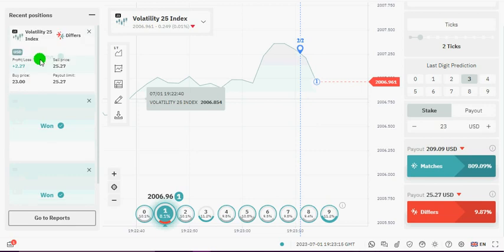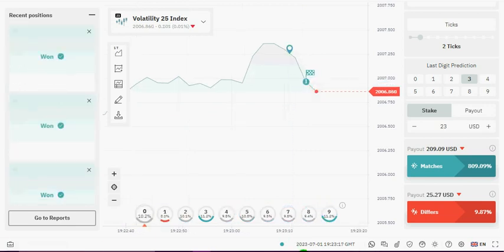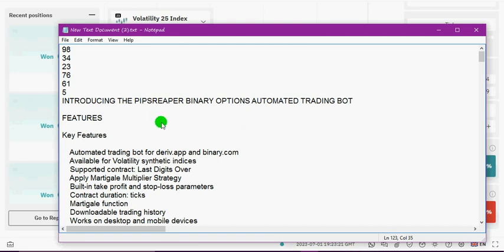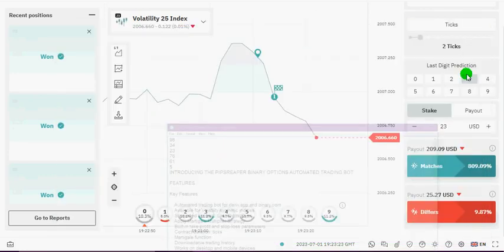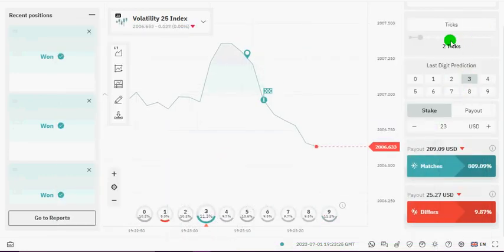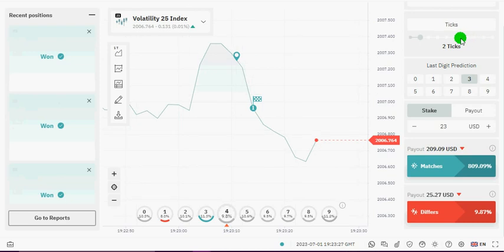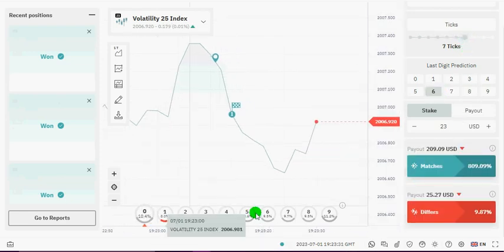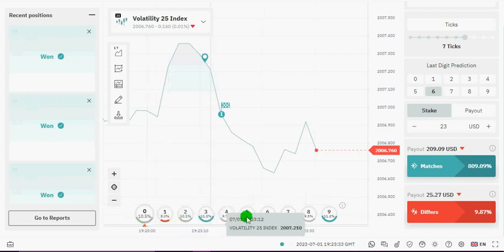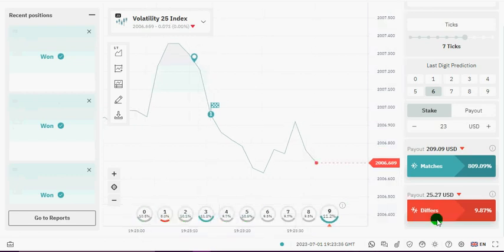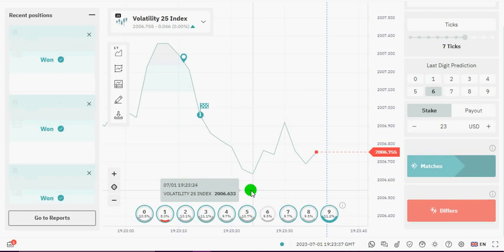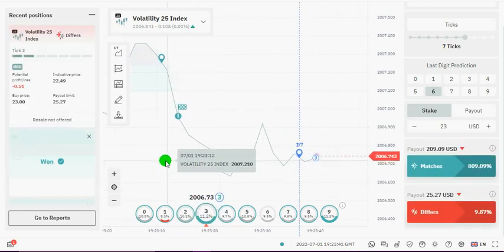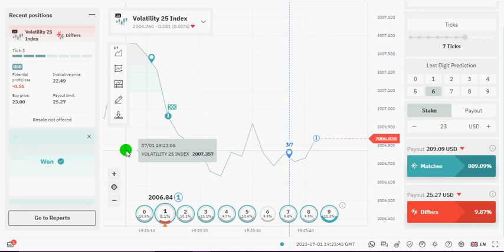So you can see we won that trade. We've won the 3 trades. So we are going to go again. We look at the number. So we are going for the 7 and 6. So our tick will be 7 right here, 7 ticks. Then the position will be 6. Then we have to watch again. Once this thing is on 5, we are going to place the trade. That's 5. That's our 4th trade right there. And let's wait for the outcome of that trade.